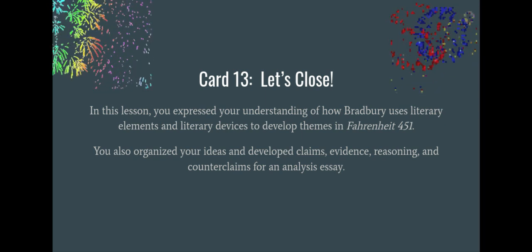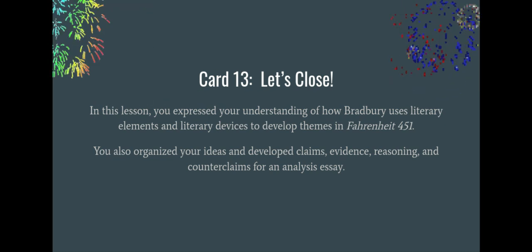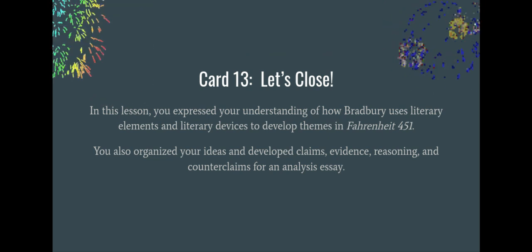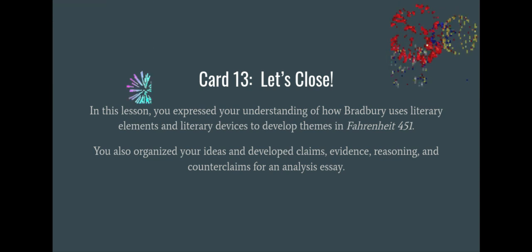Congratulations! You have completed Lesson 31 in the first half of the writing process for the Culminating writing task in the Fahrenheit 451 unit. In this lesson, you expressed your understanding of how Bradbury uses literary elements and literary devices to develop themes in Fahrenheit 451. You also organized your ideas and developed claims, evidence, reasoning, and counterclaims for an analysis essay.